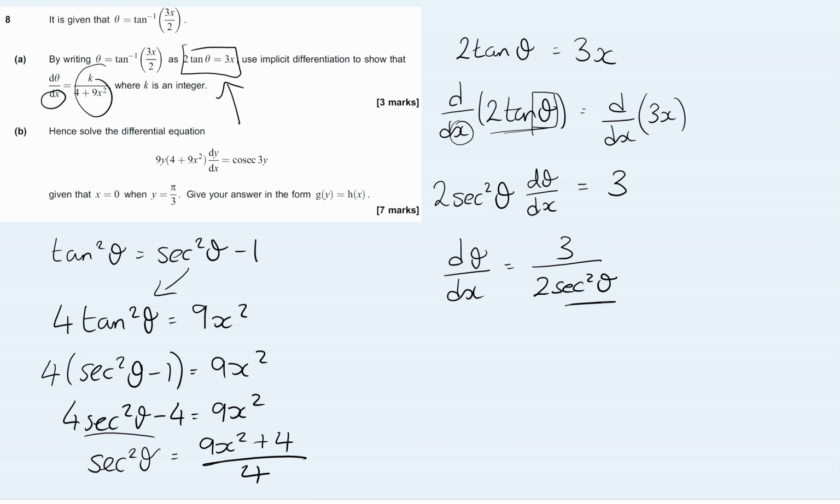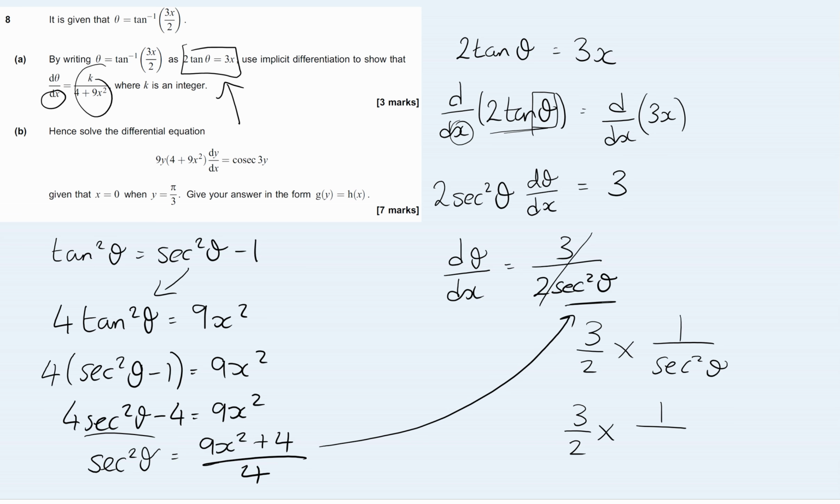Okay, so I'm going to now substitute that sec squared into my original equation for d theta by dx. And in doing that, what I'm actually doing is I'm just trying to find something in the form that I've been given. So let's just think about making sure that we don't make any little errors here. We've got the 3 over 2, so that's this bit here. So this is the same as writing 3 over 2 times 1 over sec squared. So we've got 3 over 2 times 1 over 9x squared plus 4 over 4.